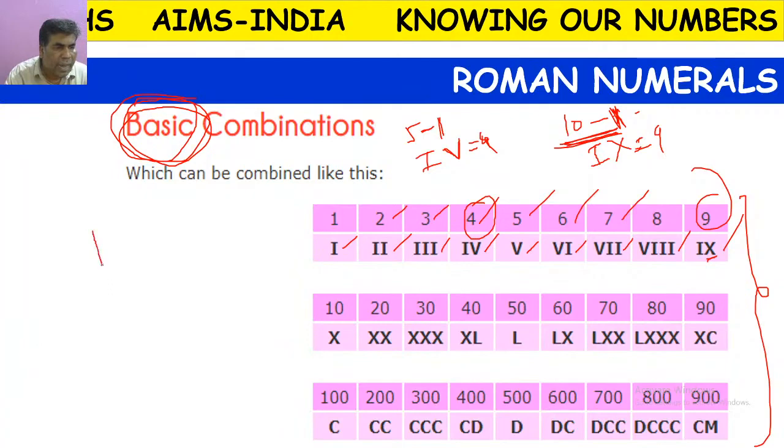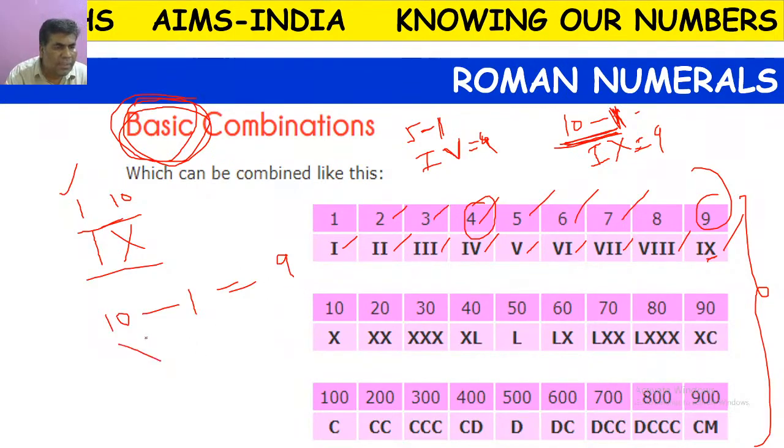If they write IX, what is the value of I? I value is 1. What is the value of X? X value is 10. What is coming first? Smaller number is coming first. So then what we have to do? We have to subtract. How? Bigger number to smaller number. We have to subtract. So this value is 9.